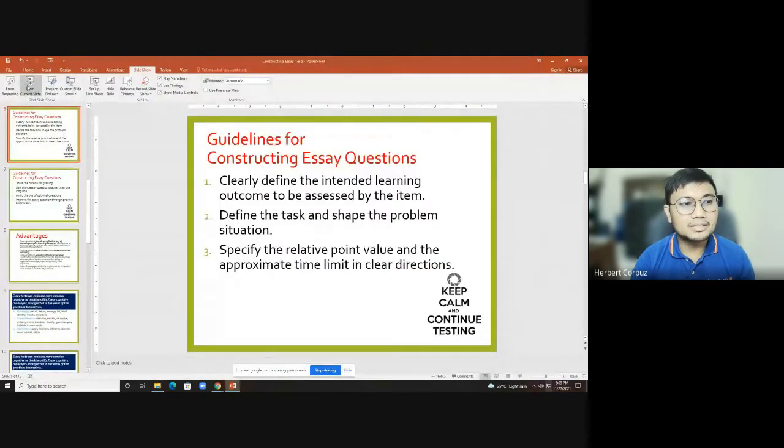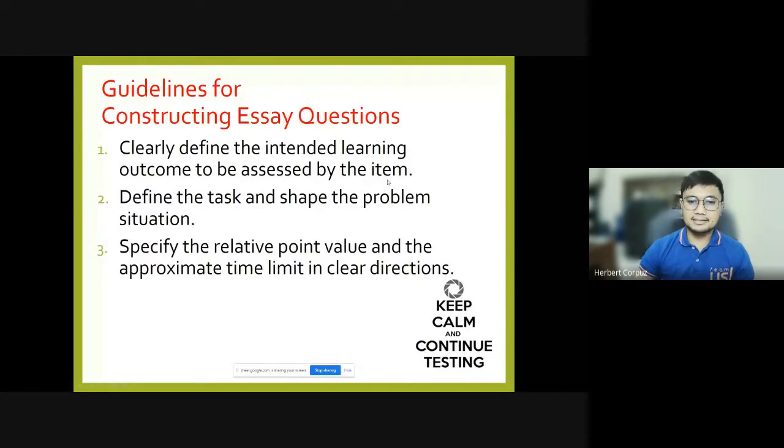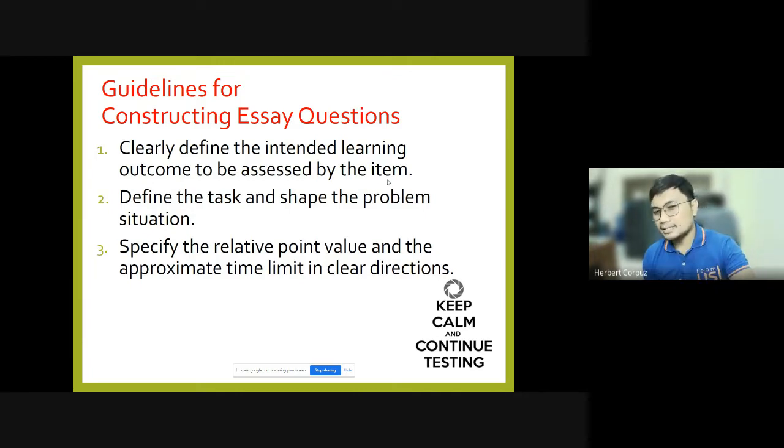We now proceed to guidelines for constructing essay questions. First, we have to clearly define the intended learning outcome to be assessed by the item. So if we are going to prepare an essay test, then we have to make sure that a certain learning outcome is really addressed by the said type of test.